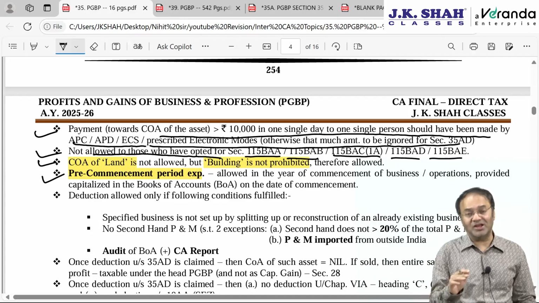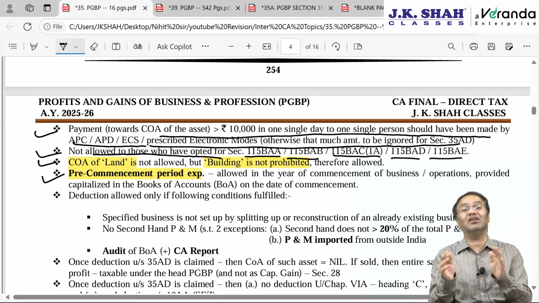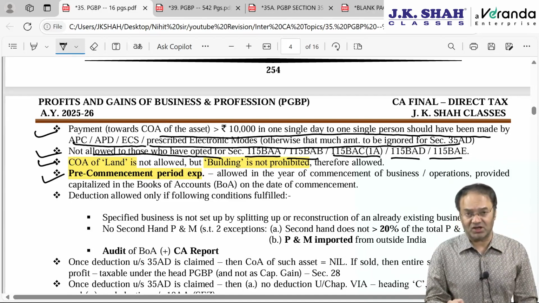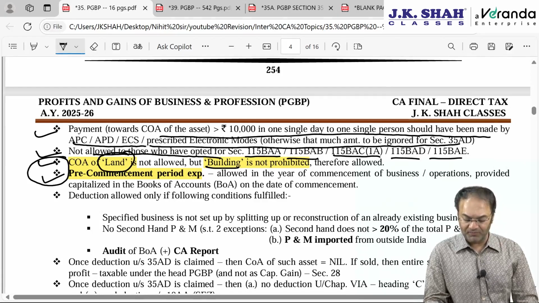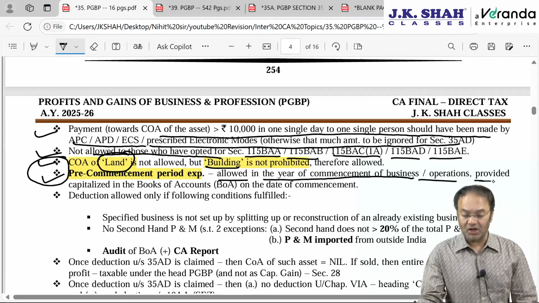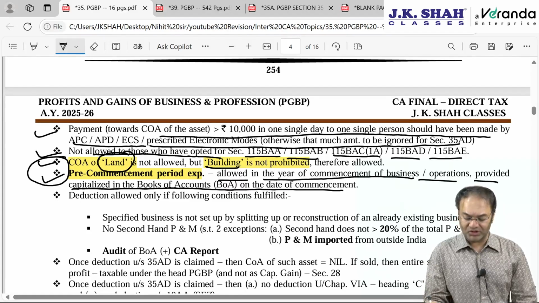It will be eligible, but not in the year of incurring the expenditure. It will be allowed as a deduction in the year in which business commences. Remember this very important point. Whenever a question has come from this section, it is always a practical question and these 2 points are always there. One is about land and building, another is about pre-commencement period expenditure, which will be allowed in the year of commencement of business operations, provided the expenditure was capitalized in the books of accounts on the date of commencement of business.